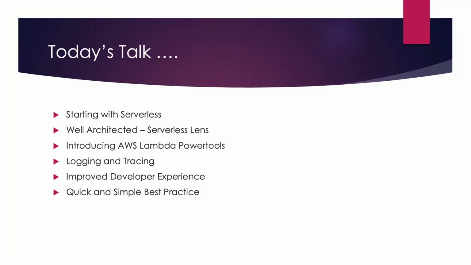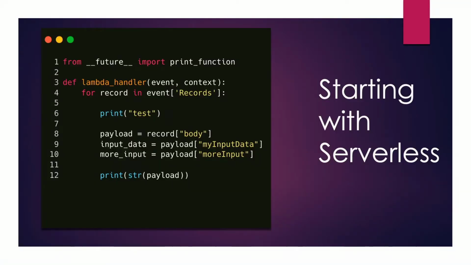And if I'm going to hone in on one thing that AWS Lambda PowerTools gives us, it's that last one. It's the last two things, really. Improved developer experience and quick and simple best practice, which really comes from some really cool logging and tracing stuff. And I'm going to talk through what happens with Python. So that's what we're going to talk about tonight. We'll see how far we go.